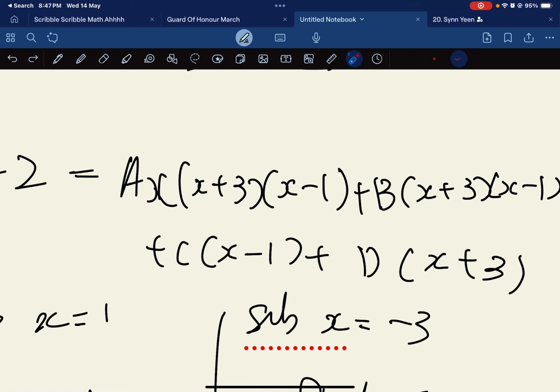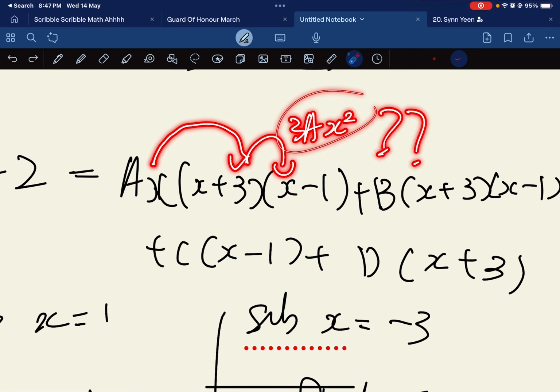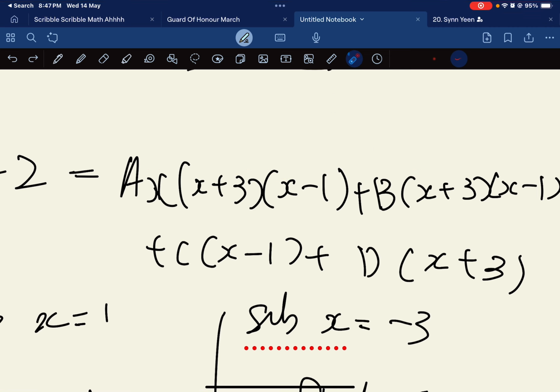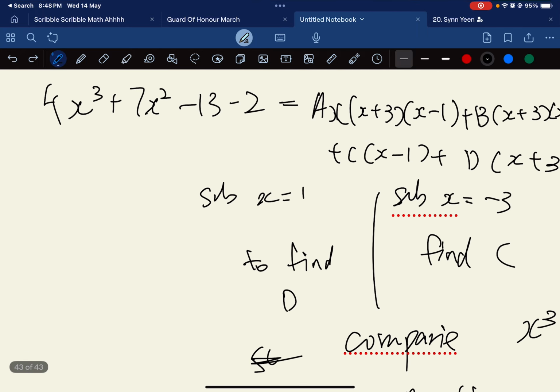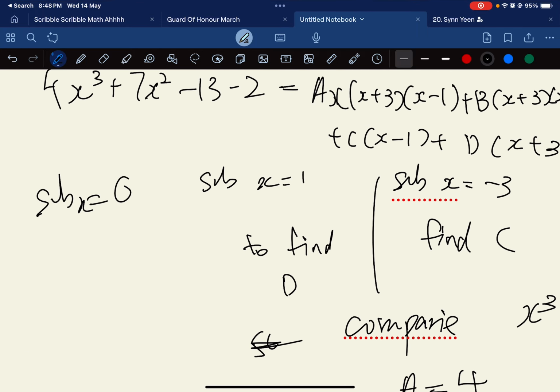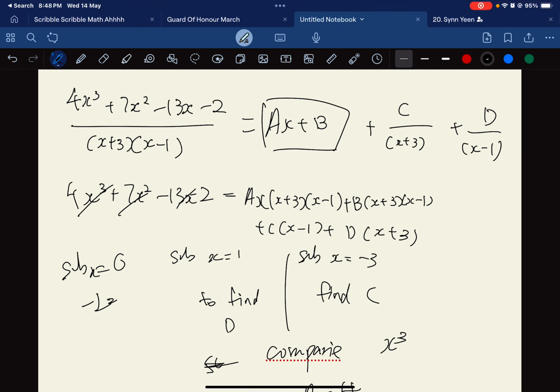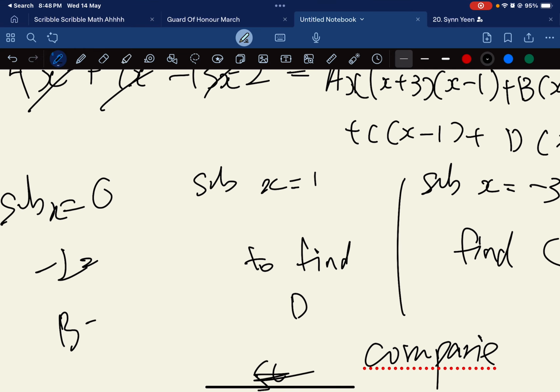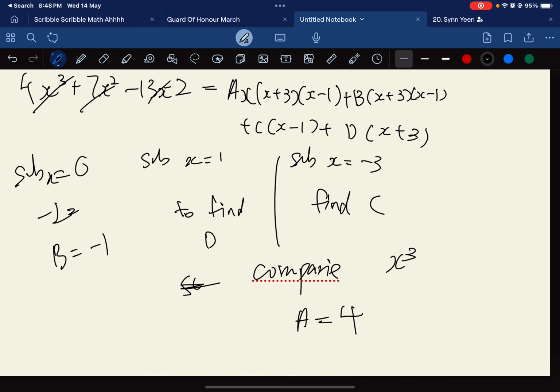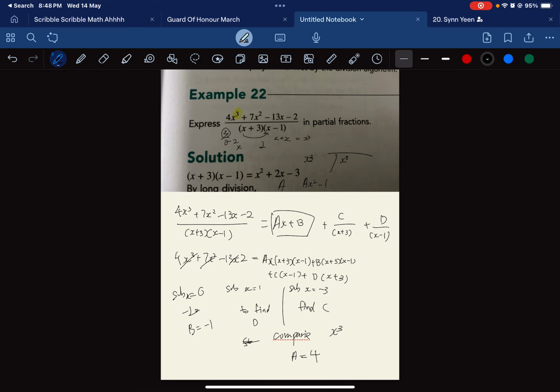How about think about this. This could be x squared also: ax times 3, then times this, 3ax squared, right? It's still x squared. So don't compare. Please make sure there's nothing that can make that x squared. So just sub any value, sub 0, actually the easiest, because like this one, 13x, so this one will disappear, because all of them are 0, so -2 equals to a certain something which I don't know. According to the answer, b equals to -1. That's all.